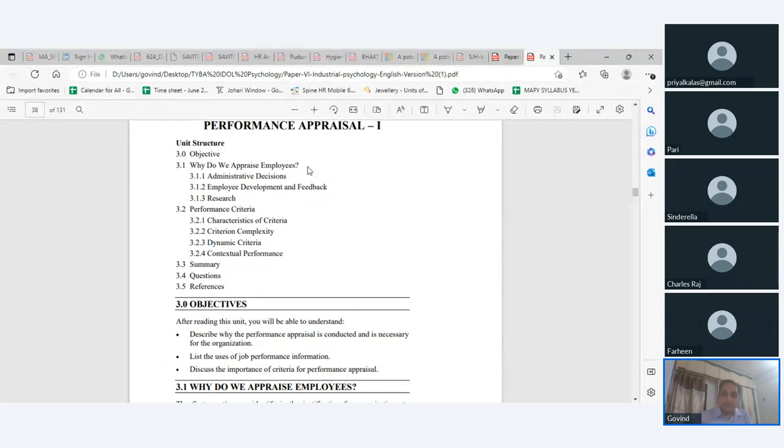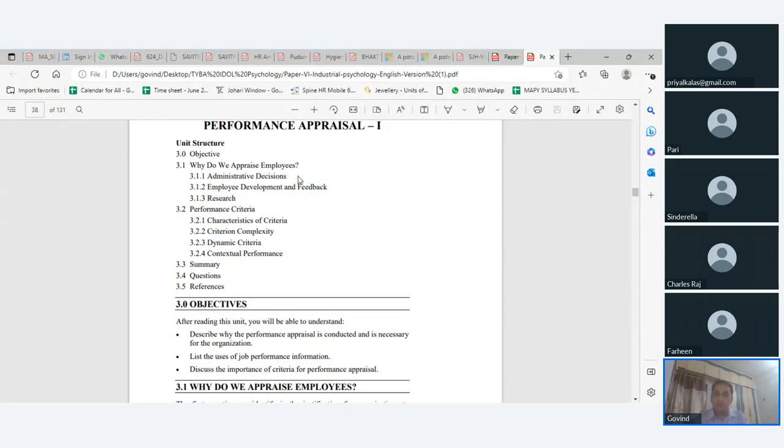Answering in short, why do we appraise employees? It is because I need to see, for what position, what role, what responsibility I have hired someone, and where the person stands, whether the person is up to the mark, whether the person needs improvement, whether the person needs further intervention for development. All these things are required, and that's why we have to appraise employees.